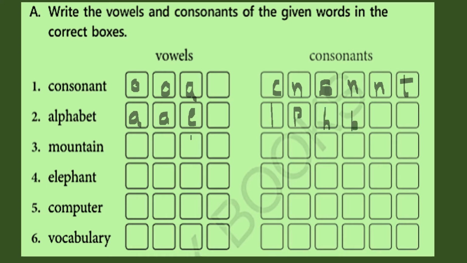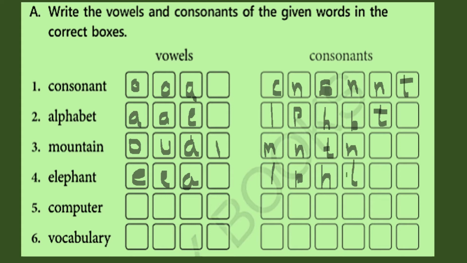The third one is mountain. Vowels are O, U, A, I. Consonants are M, N, T, N. Next, fourth one, elephant. Vowels are E, E, A. Consonants are L, P, H, N, T.